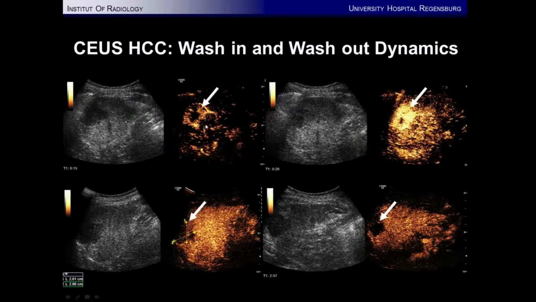Early arterial irregular hypervascularization is a very important criterion. But look at this: in the late phase after 3 minutes, you have to look for the washout criteria. Irregular hypervascularization and washout in the late phase indicate malignancy.